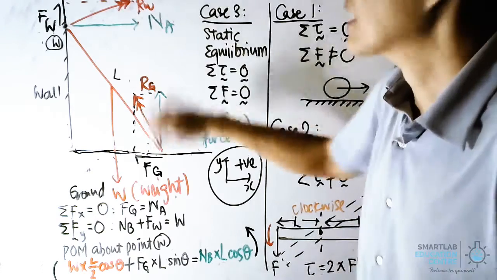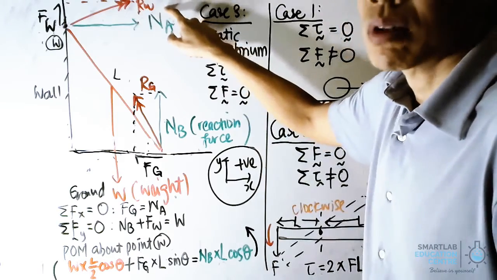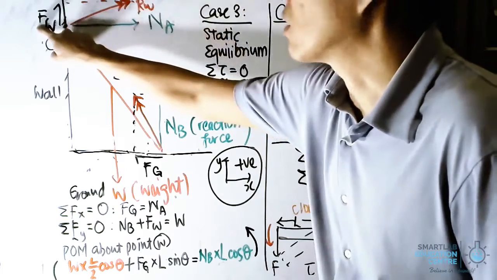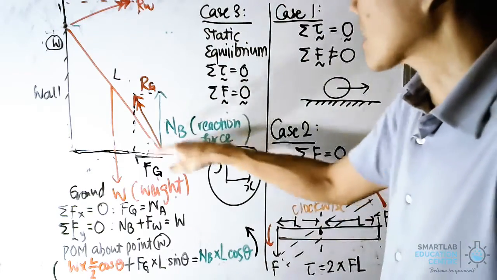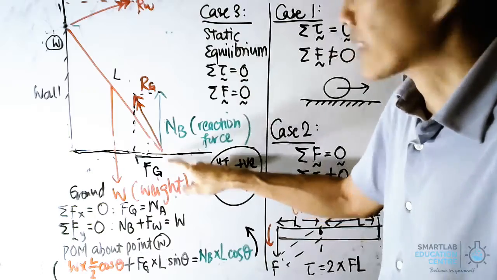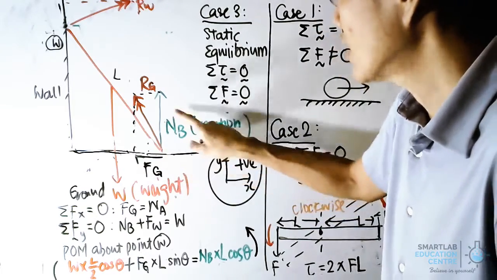Finally, let's now represent the resultant reaction force with RW, which is actually a vector summation of your FW and your NA. Likewise, let's take a look at the resultant force acted on the ladder by the ground. In this case, it will be a vector summation of FG and NB.